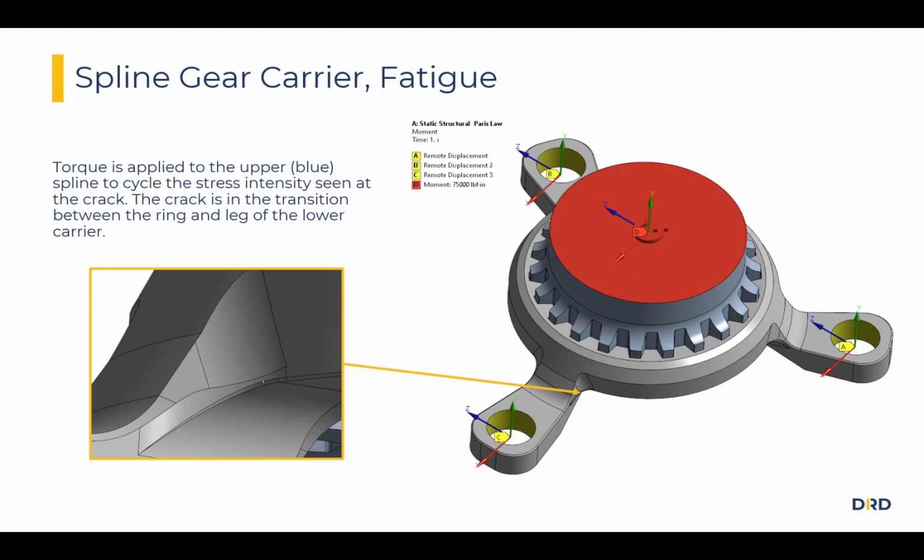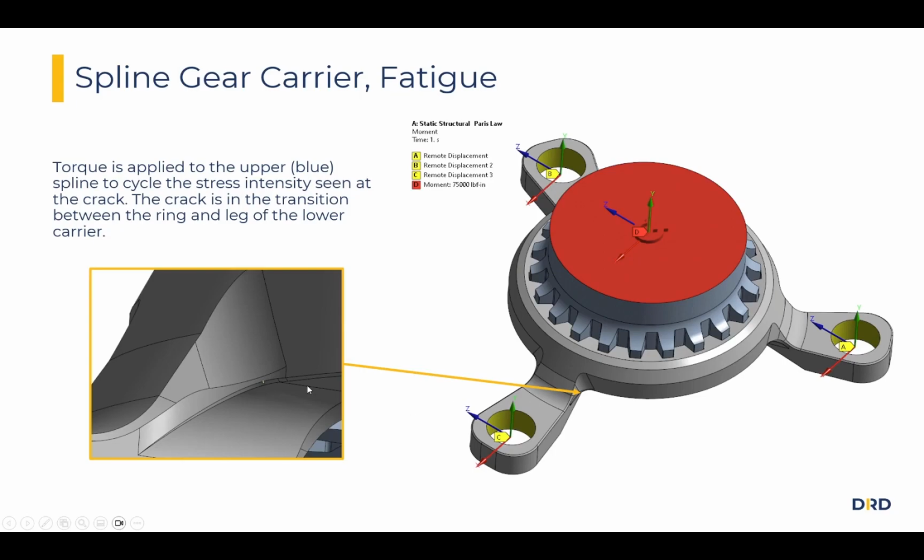This is a bit more complicated geometry where we have a spline carrier with 3 legs. You can see these yellow faces here. These are bearing surfaces at the end of these legs. We have a spline shaft sitting into this carrier where we have a torque applied to this red face here. And then the bearing surfaces are held in place but free to rotate around their y-axes.